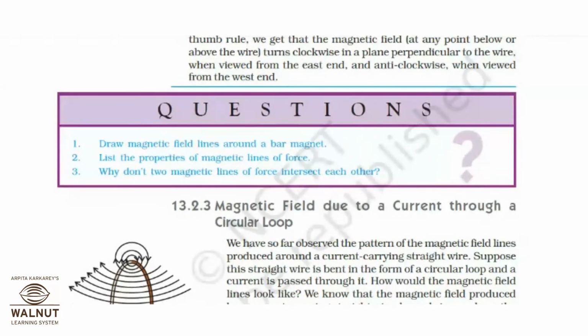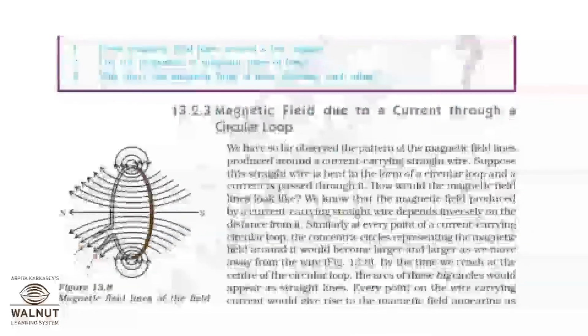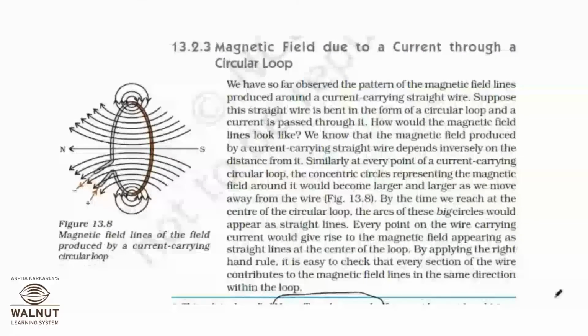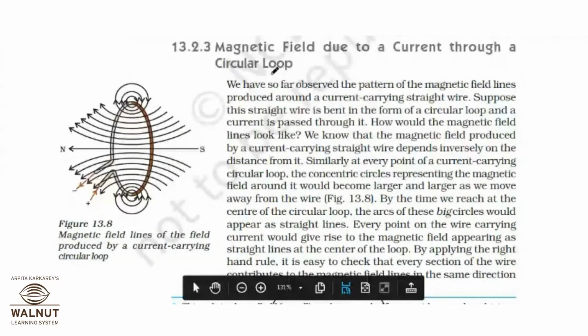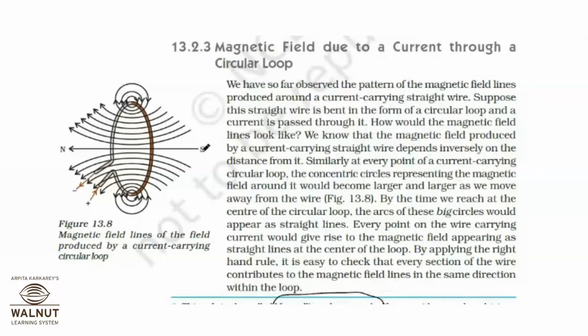Okay. Next is magnetic field due to a current through a circular loop. Now in this case, what is your conductor in the form of? It is in the form of a circular loop, as you can see over here, figure 13.8. Right now we have just seen a straight conductor, and we have seen it forms concentric circles.